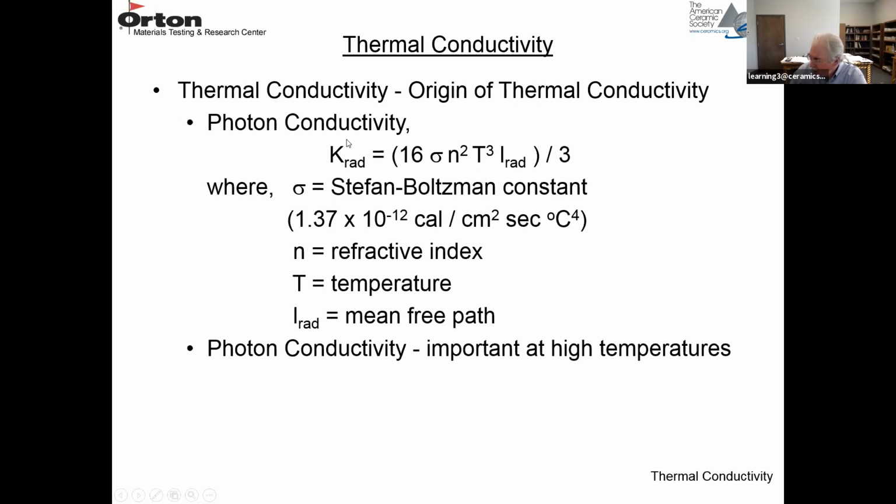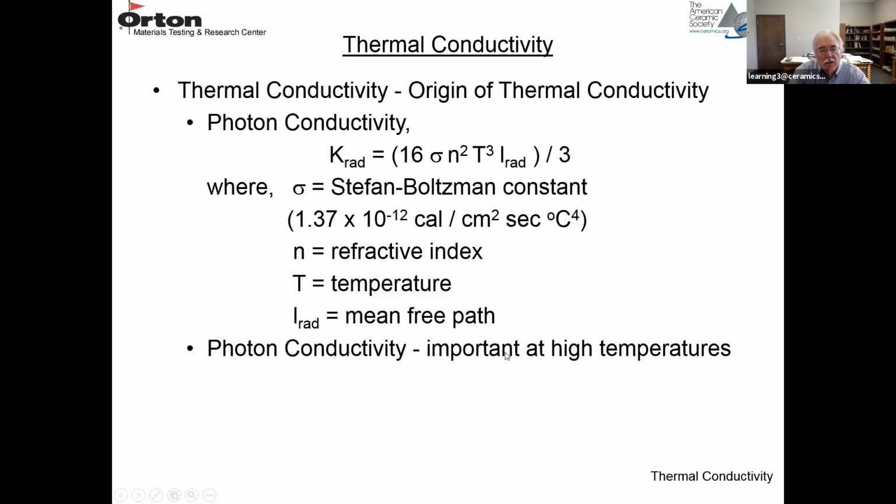The other conductivity is photon conductivity. So that would be K radiation, subscript RAD for radiation. And there's a formula that describes the conductivity due to radiation. So it's 16 times this constant, which is the Stefan-Boltzmann constant. And that's just the constant that describes the radiation as a function of temperature for a black body. N squared, N is the refractive index, which is just a measure of how fast light travels through the material. T is the temperature. L radiation is the mean free path of the radiation, and that's divided by 3.